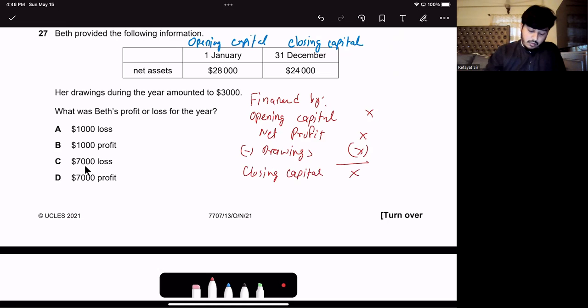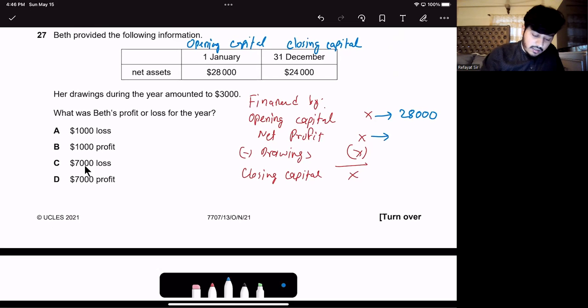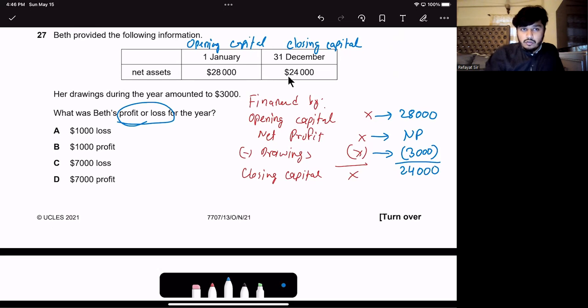We know opening capital is, according to the question, 28,000. Net profit, NP, is something we have to figure out since the question says find net profit. Drawings is given, $3,000. Closing capital is given, $24,000. From here, we can form an equation: 28,000 plus net profit minus 3,000 will give you 24,000.